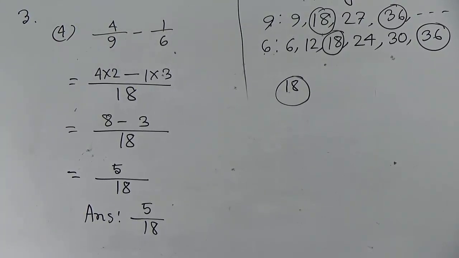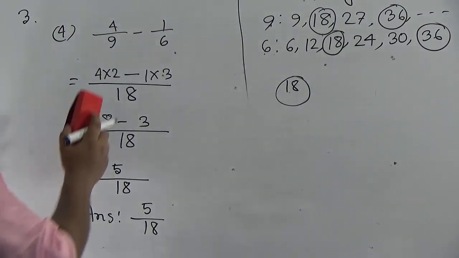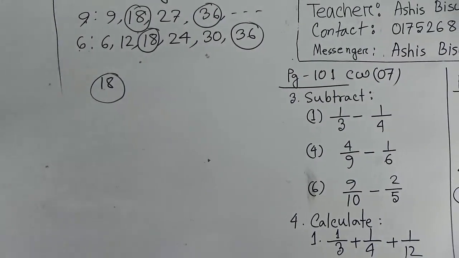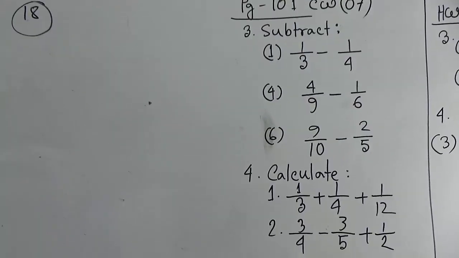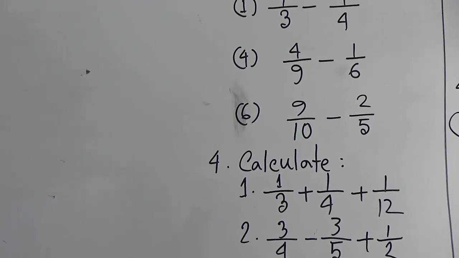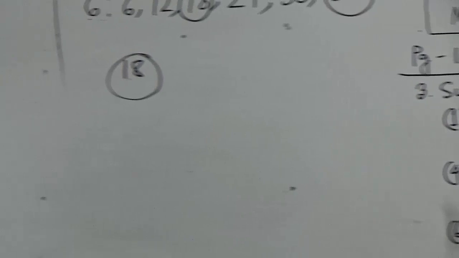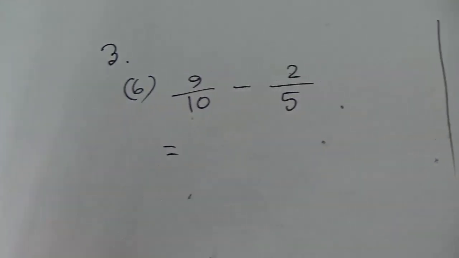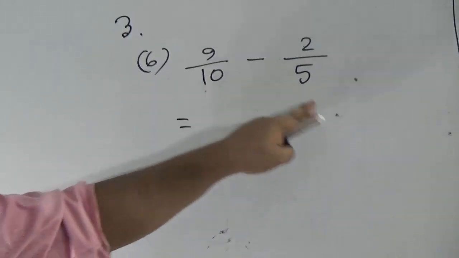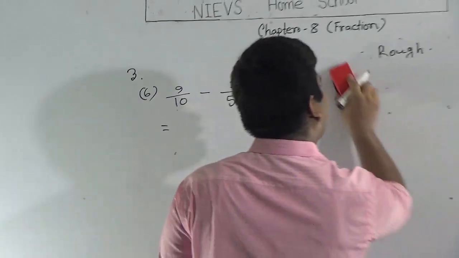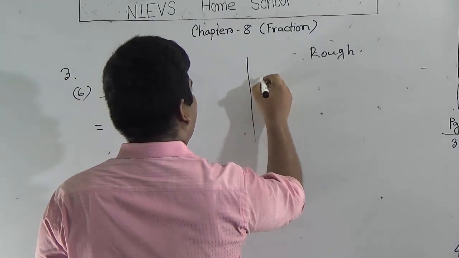Next we shall solve question number 6, and I erase question number 4. Question number 6 is 9 by 10 minus 2 by 5. My dear students, at first we find out the LCM of 10 and 5. So how can we find it out? By the multiples method.